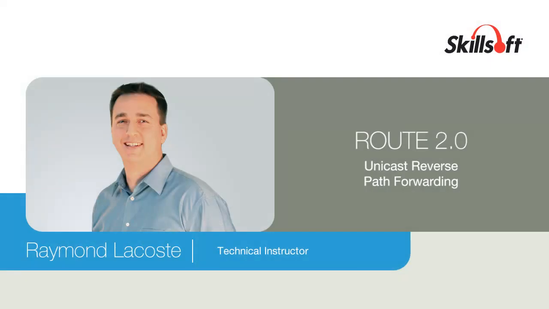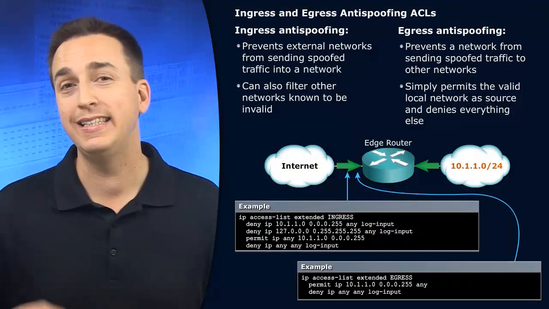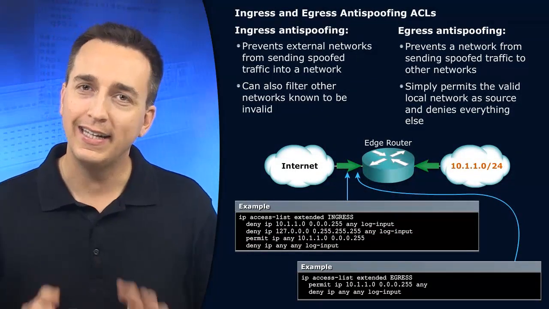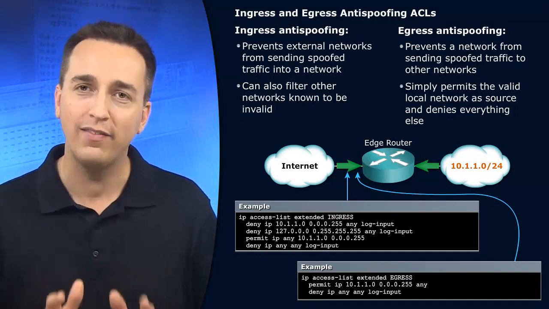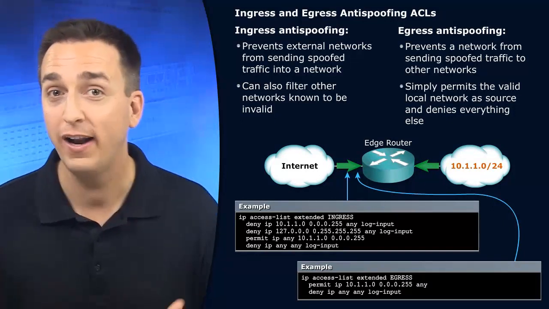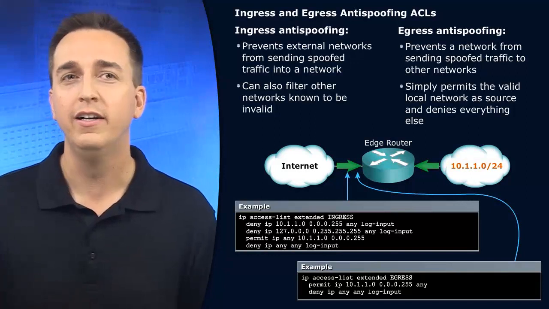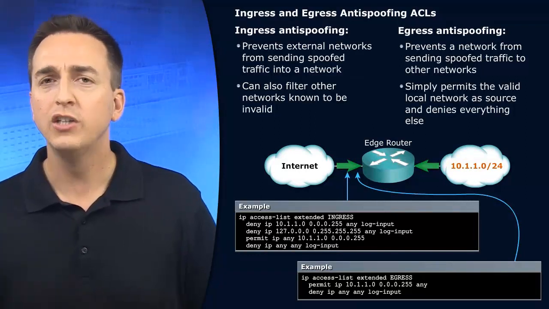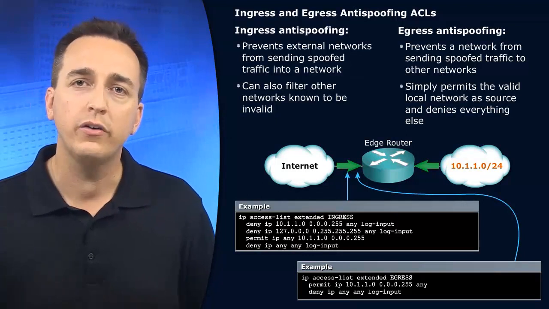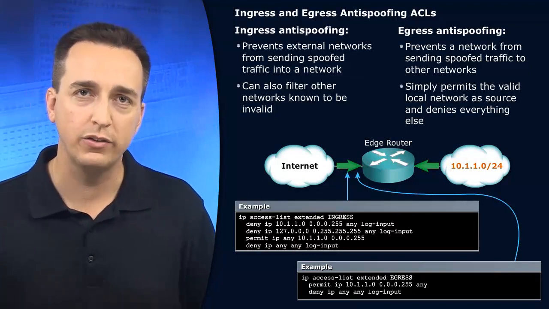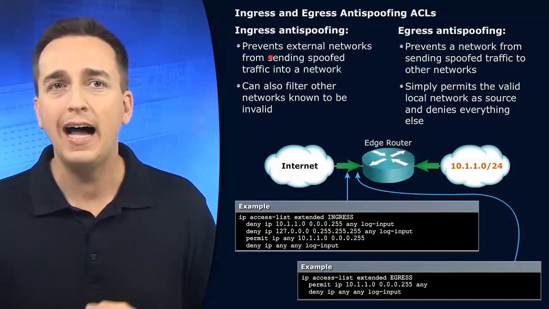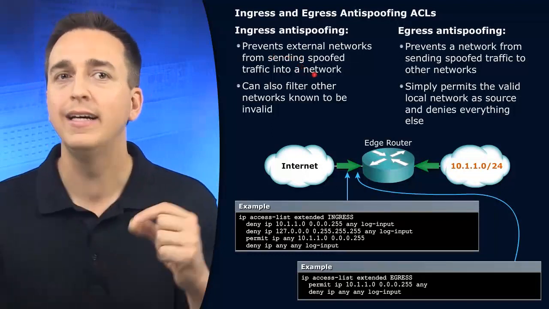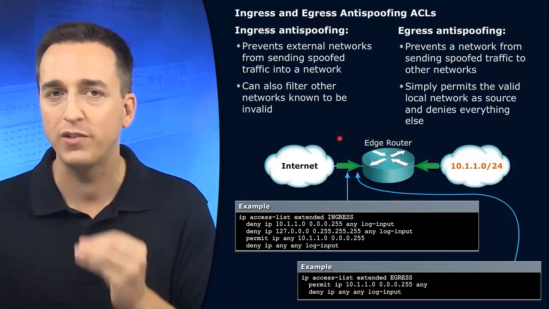We have the ability to perform ingress and egress anti-spoofing with access control lists. Now, let me tell you, that's a lot of work. I've had the opportunity, not saying it's a great opportunity, but I've had the opportunity to configure both ingress and egress anti-spoofing access control lists. So what are these? Well, an ingress anti-spoofing access control list is designed to prevent external networks from sending spoofed traffic into your network. That's the whole premise behind it.